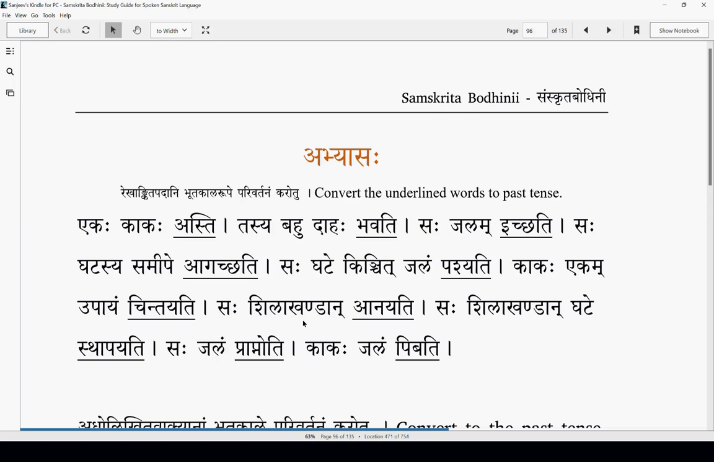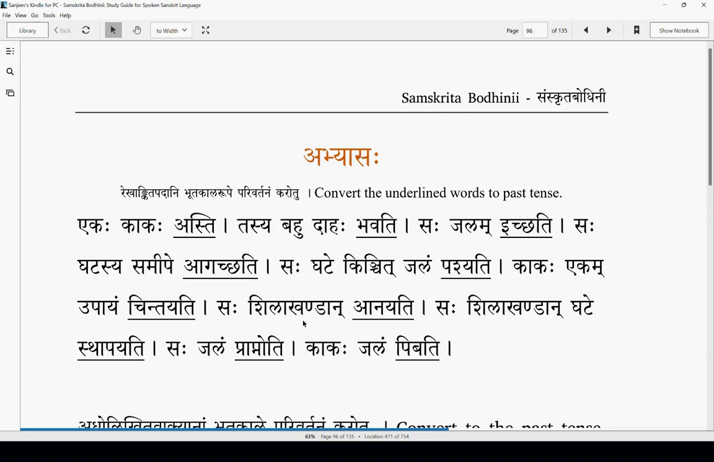No, one small. Not Sheila. See the word Sheila, how it is written. There is no dirgha shi. Shila. Okay, got it, sir. Shila, Shilakhandan. Is it right, sir? Hrasva, short shi, and then la. Shila. Okay. Saha shilakhandan anayati.